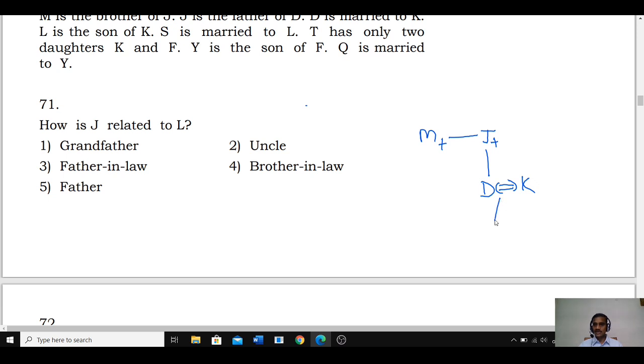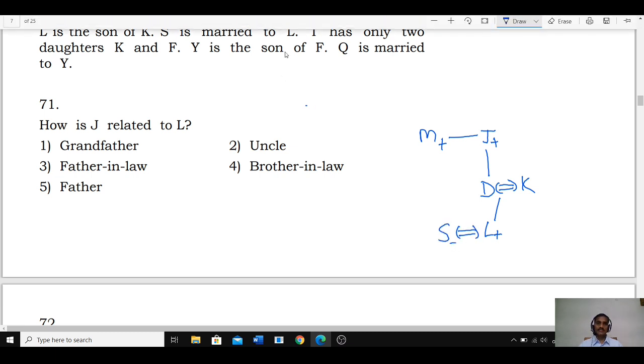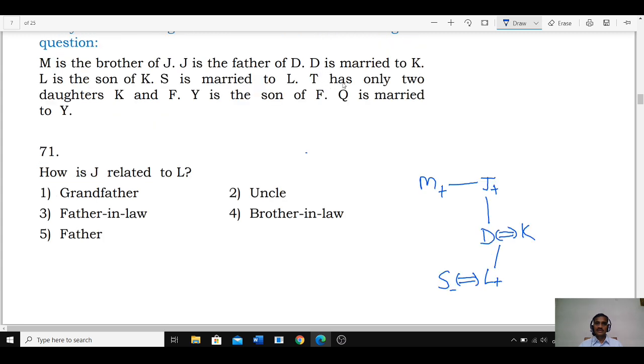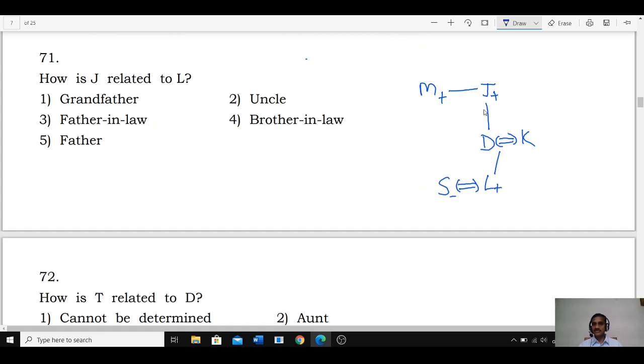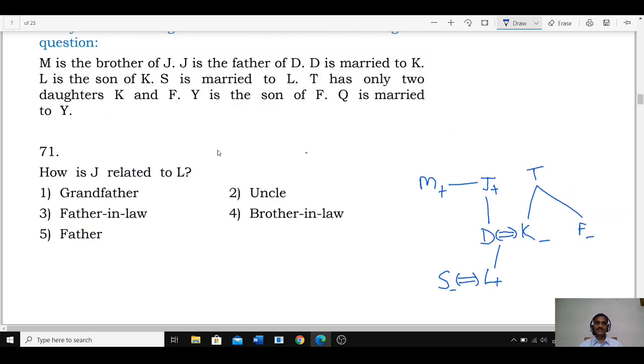And who is this L? L is the son of K. S is married to L. S is a female married to L, a male. T has only 2 daughters, K and F. Now this T is having 2 daughters. One is K and another one is F.